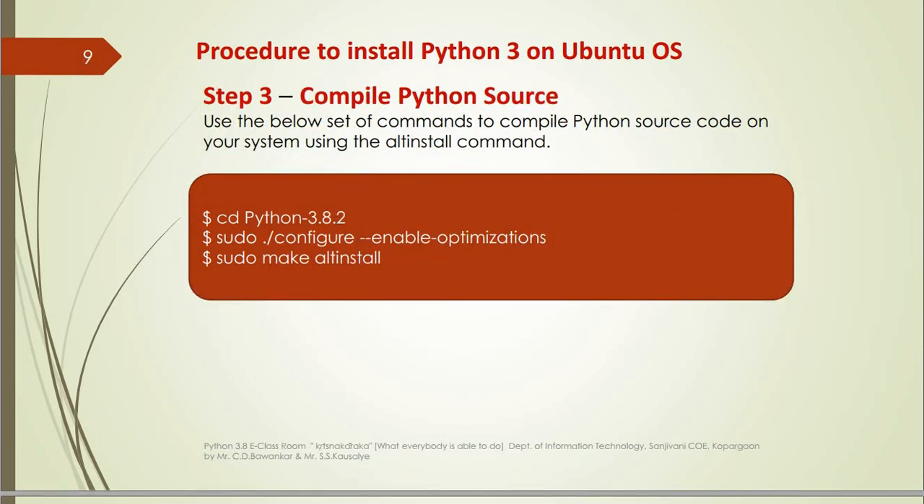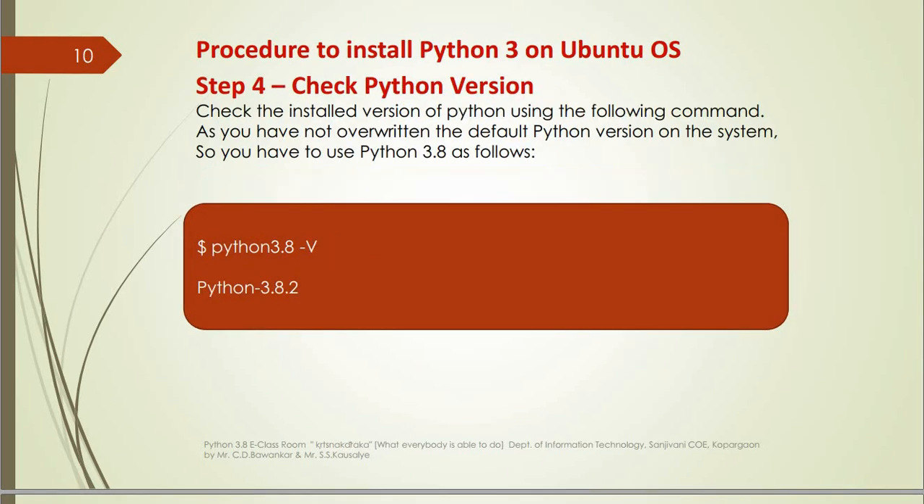Step number 3, compile the Python source. Use the below set of commands to compile the Python source code on your system using the altinstall command. You have to type the command cd Python-3.8.2. Here, my dear student, the P in Python is capital. Next command sudo ./configure --enable-optimizations. Next command sudo make altinstall.